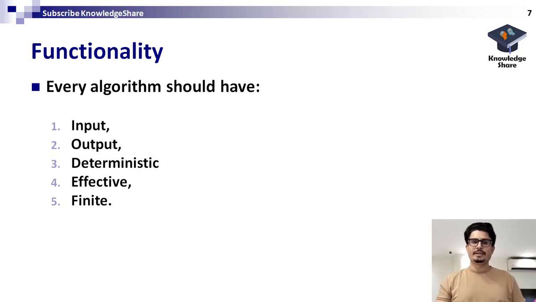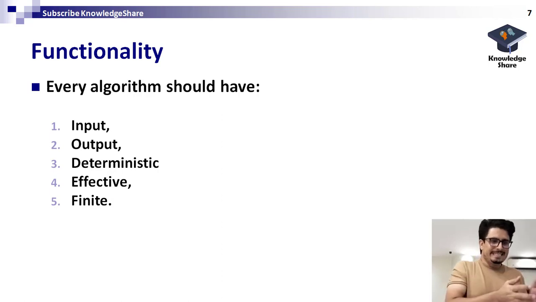One is the functionality of an algorithm. Every algorithm should have input, output, deterministic, effectiveness, and finite. An algorithm should take some input from you, it must give you some output, it should be deterministic, there should be some time frame, it should be effective, and it should be finite, it should not be infinite. So these four or five functionalities are quite basic, and your algorithm must meet all of them.